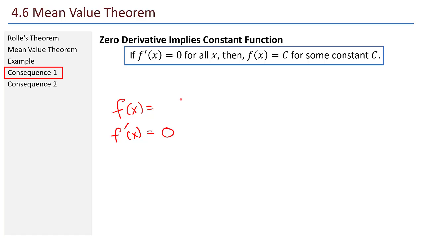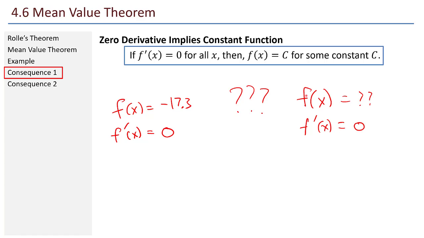If my f of x was pi, f prime of x is 0. If f of x is negative 17.3, f prime of x is 0. So given any constant, the derivative is 0. But there's a question you might have. Could there be some function that's not constant where the derivative of that thing still equals 0? Could there be some non-constant function whose derivative is 0? And this consequence answers that question. It says, no. Zero derivative implies constant function.